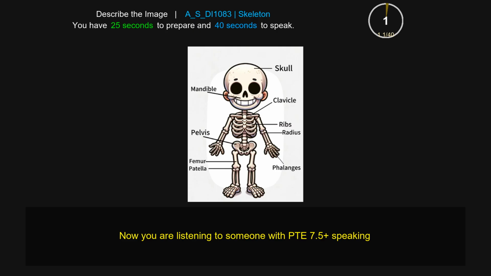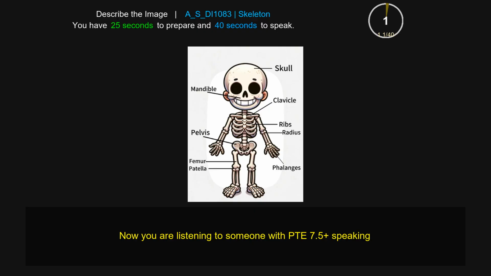The image shows a picture which is about the human skeleton. It also shows different items such as skull and mandible as well as clavicle. In this image we can see ribs and radius as well as pelvis. The information indicates phalanges and femur as well as patella. From the image we can conclude the human skeleton and different sides.